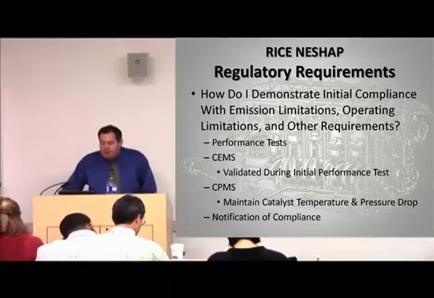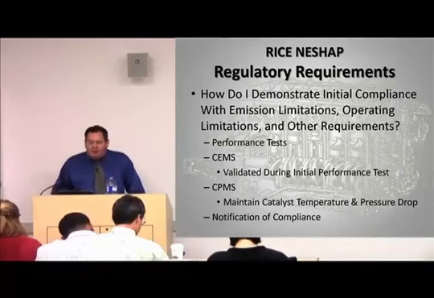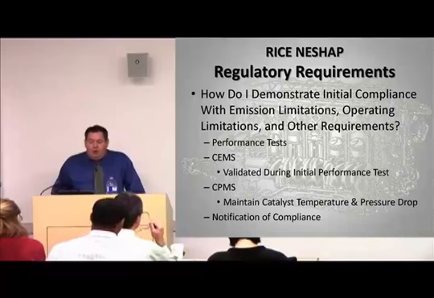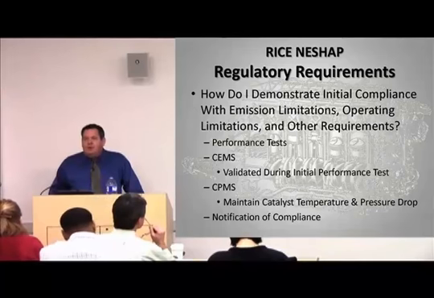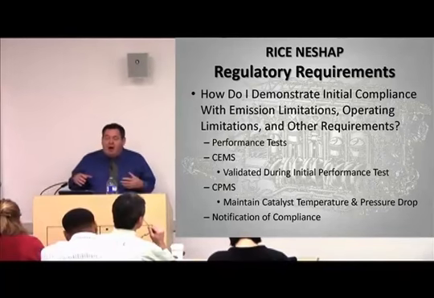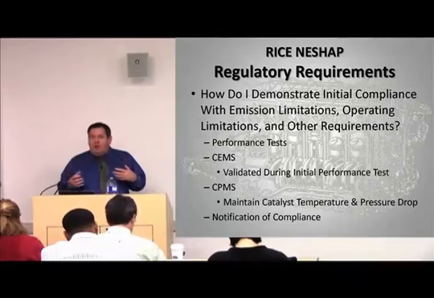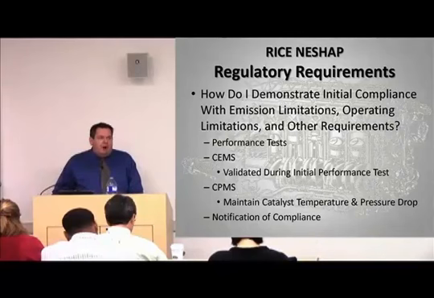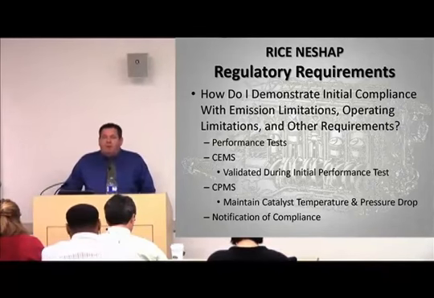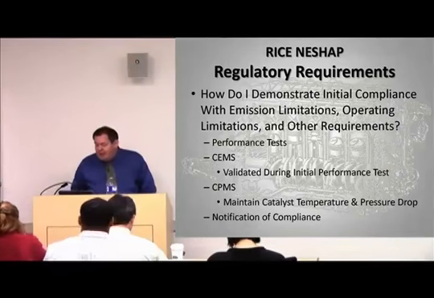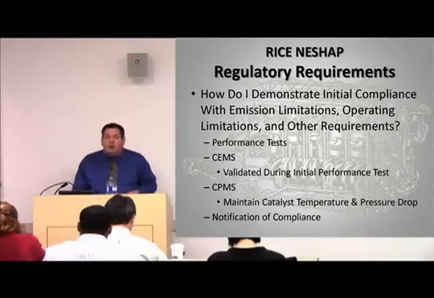How do I demonstrate initial compliance with emission limitations, operating limitations, and other requirements? So, number one, performance test. This is critical for demonstrating initial compliance with numeric emission values. But at the same time, if there's a requirement that you have a CEM system, at the same time that you're doing this performance test, you're going to have your CEM system on the engine and you're going to get that validated. And if there's a CPMS requirement for the engine, during your initial performance test, when you're demonstrating initial compliance, that's when you're going to do this.